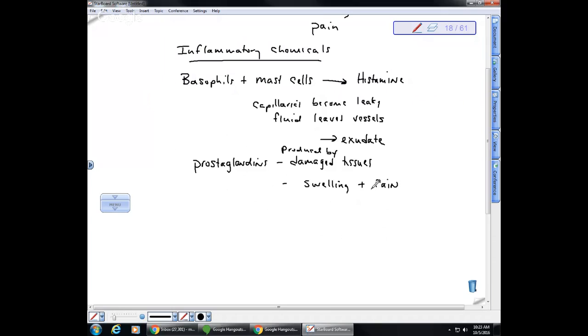So when you look at drugs that you can take that will reduce pain and swelling, one of these would be aspirin. So aspirin tends to reduce the production of the prostaglandins, as do other pain relievers like ibuprofen. So ibuprofen and aspirin prevent prostaglandins from being produced. And so that's why they bring down swelling and decrease the pain.